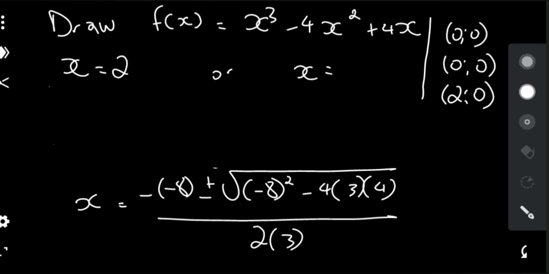And another x-intercept is going to be 2 all over 3. And 2 all over 3 is approximately 0.66.